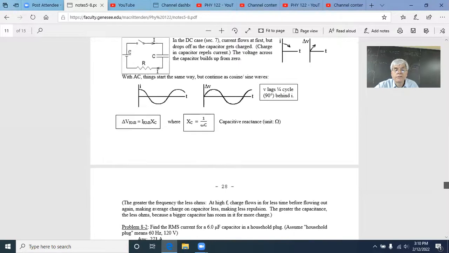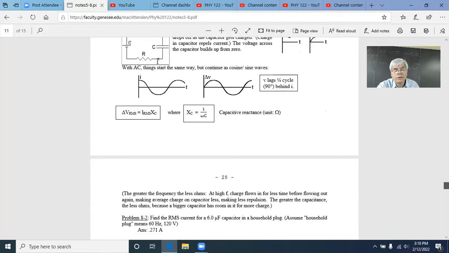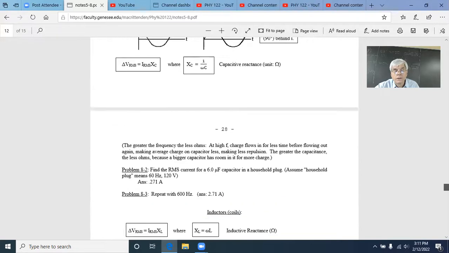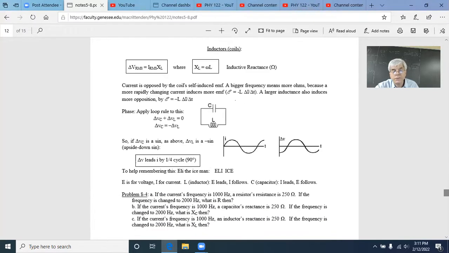So back up here in a capacitor, if the current was a cosine, the voltage was a sine. If the voltage in the coil is going to be the negative of this, the minus sign turns the graph upside down. So you've got a negative sine wave instead of a positive sine wave for the voltage. So this time, the voltage leads and the current lags.